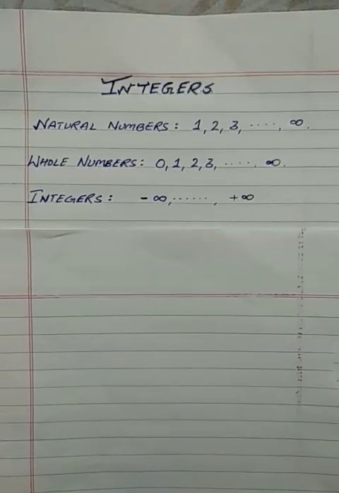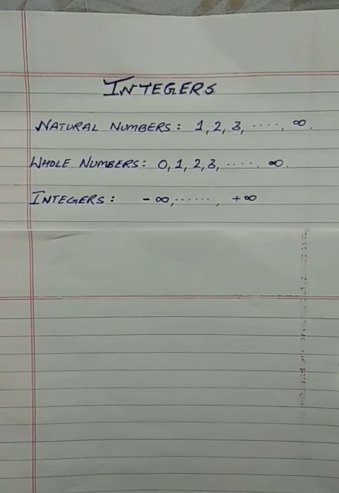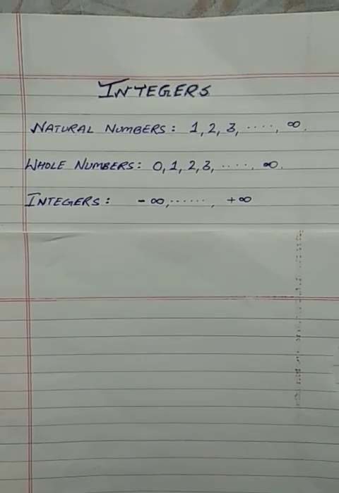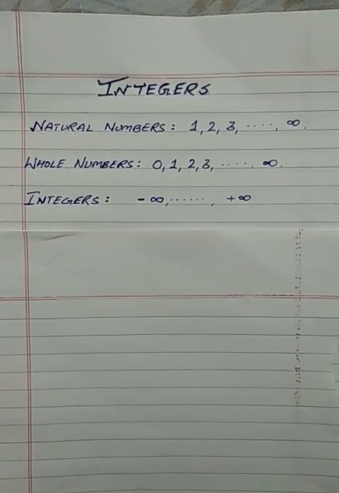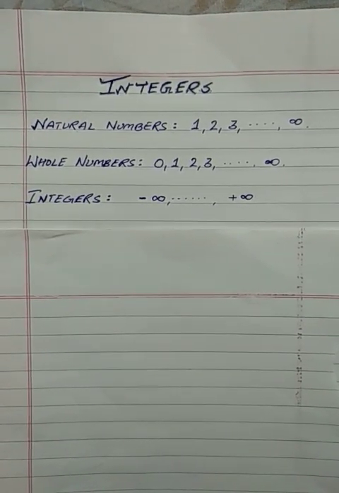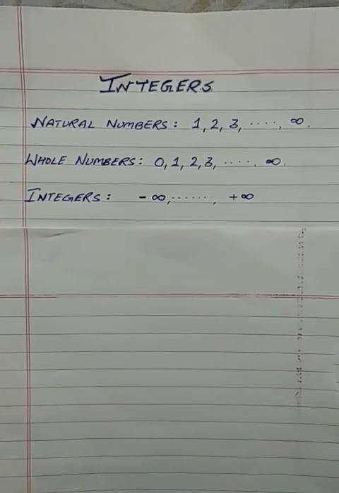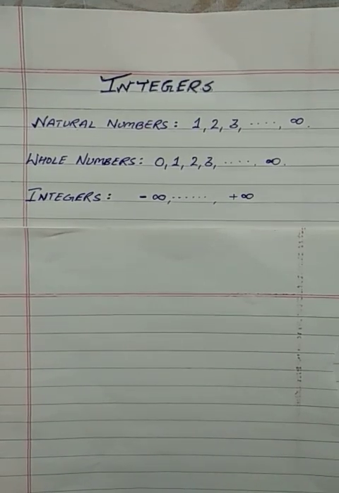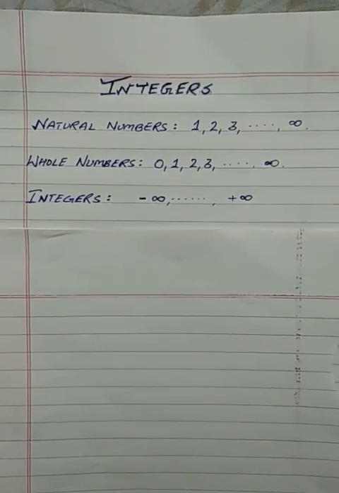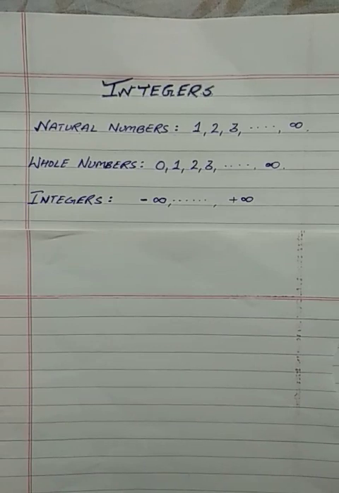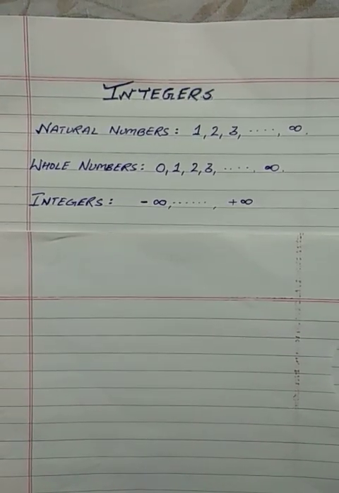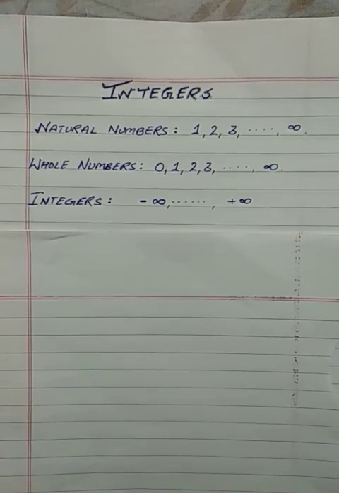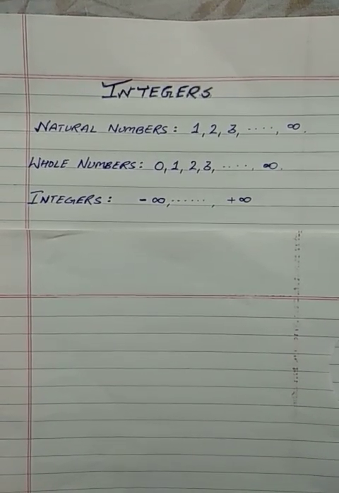Right? Hence we can say that integers are those numbers or set of numbers which go from minus infinity to plus infinity, because integers include whole numbers and also negative numbers. So they go from minus infinity to plus infinity. Now let us discuss what is the use of these negative numbers or these integers in real life.